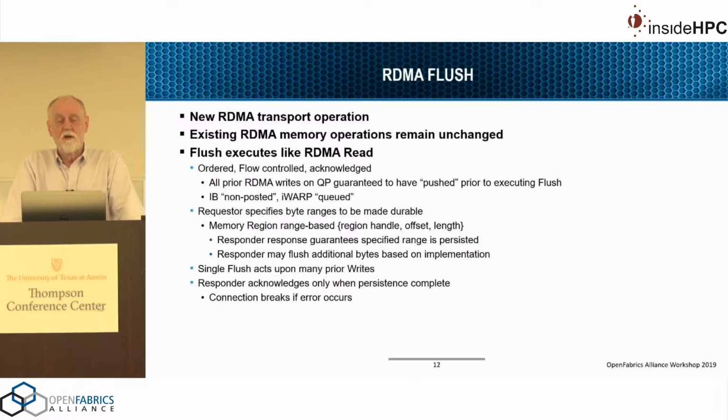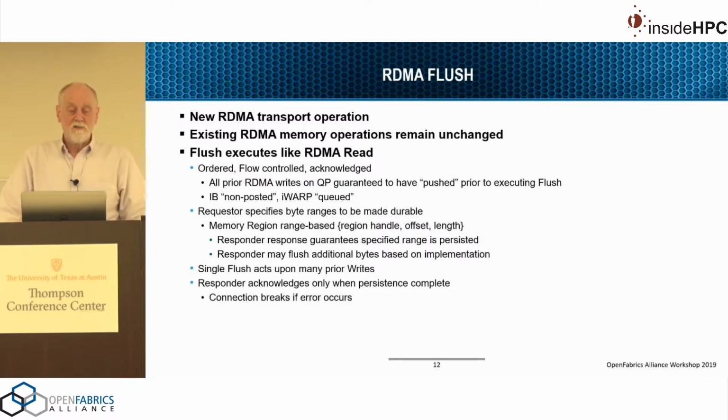All prior writes on a Q pair are guaranteed to have pushed, just like with an RDMA read, prior to executing the flush. The flush actually has to wait a little longer than an RDMA read does. But it executes in a similar way with respect to RDMA write. In IB and RoCE, that's called a non-posted operation. It's something which is not posted directly to the PCI bus. It's sent to a queue first. iWARP explicitly calls that queued. So it sits on the queue till it's ready to execute, then it executes, then it produces a response.